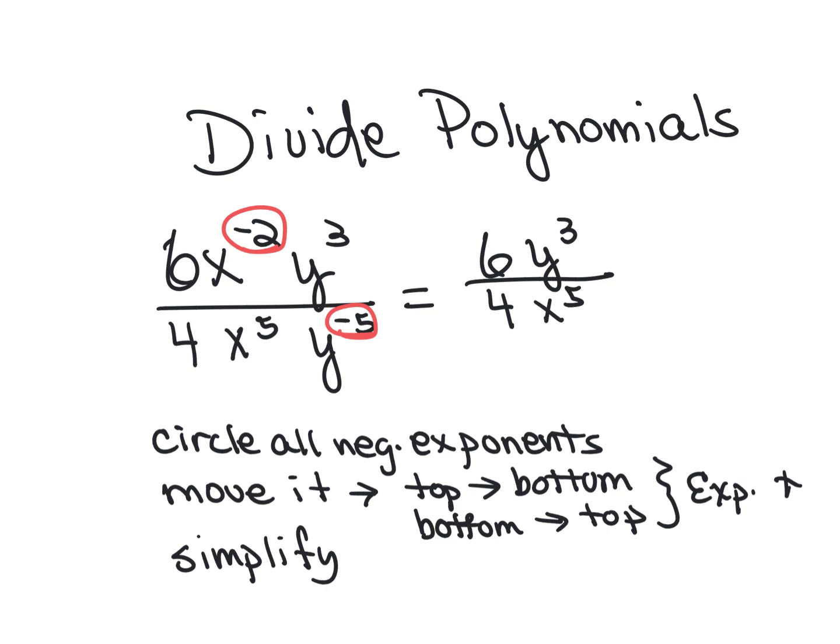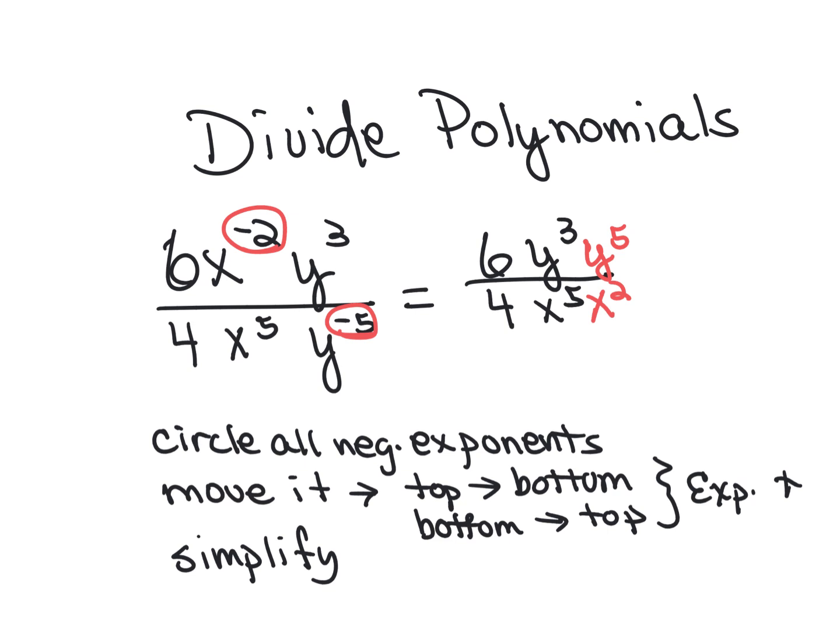Okay, now I'm going to move those two terms. X to the -2 power was on top. It moves to the bottom as x to the +2 power. Y to the -5 power was on the bottom. It moves to the top as y to the 5th power. Now we're ready to simplify.